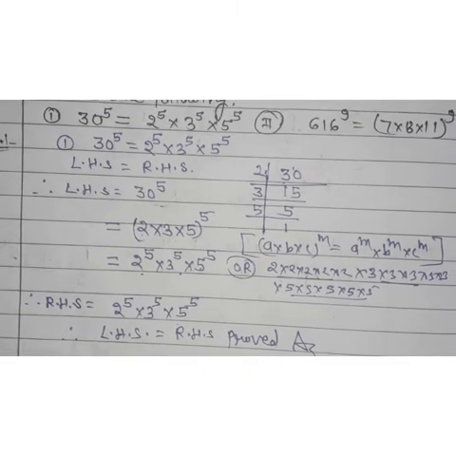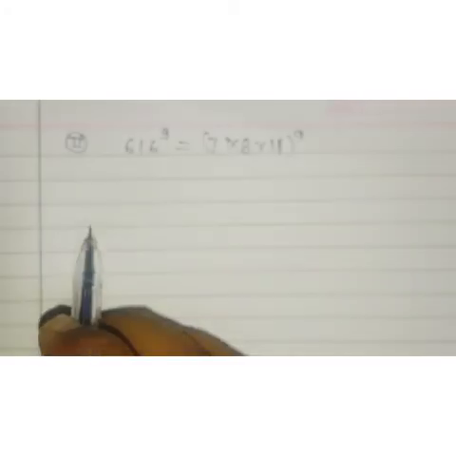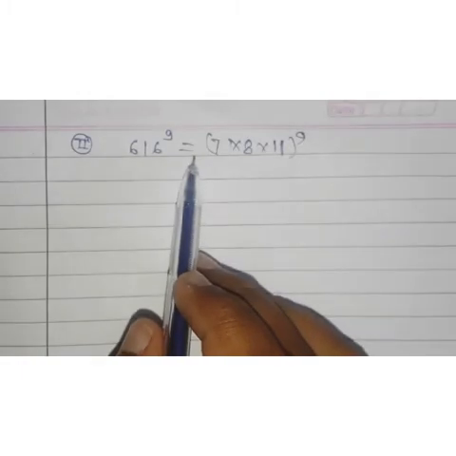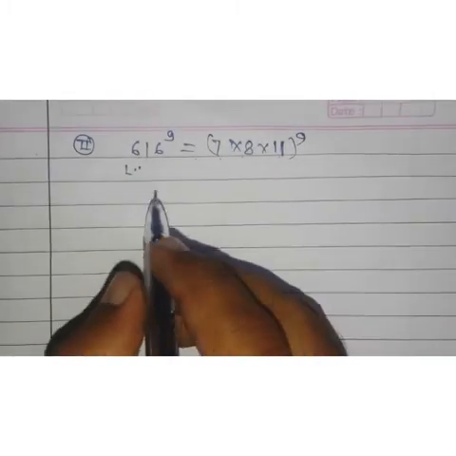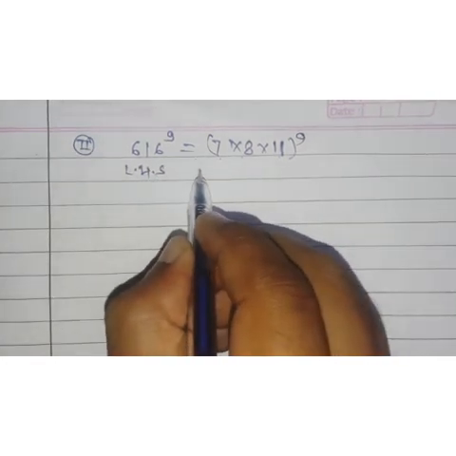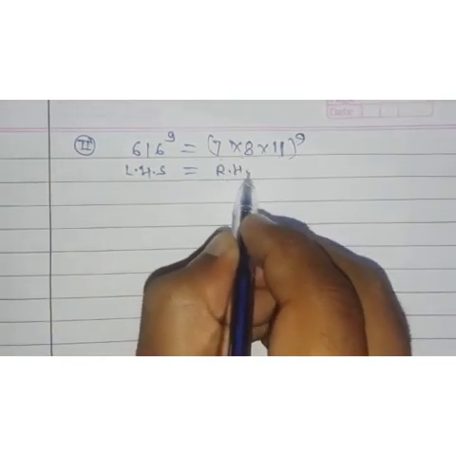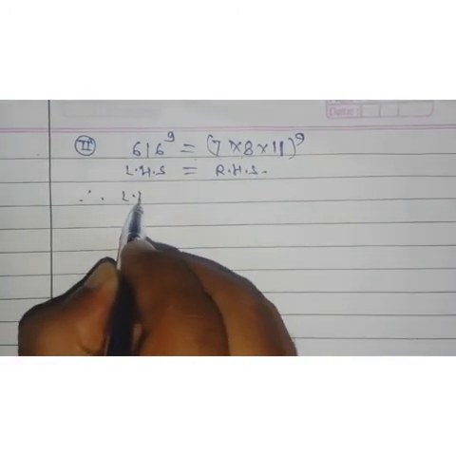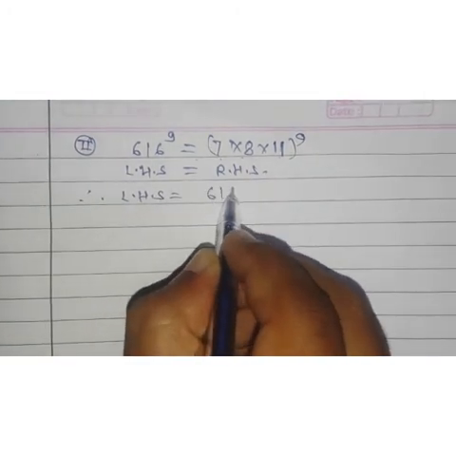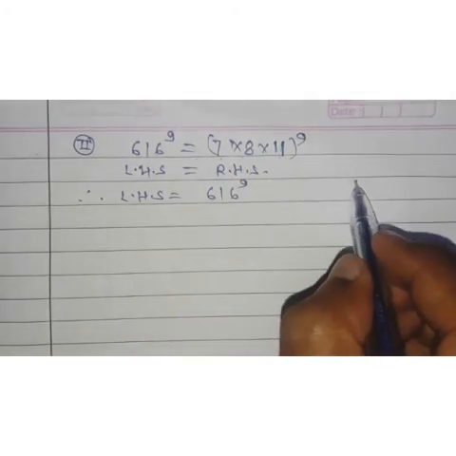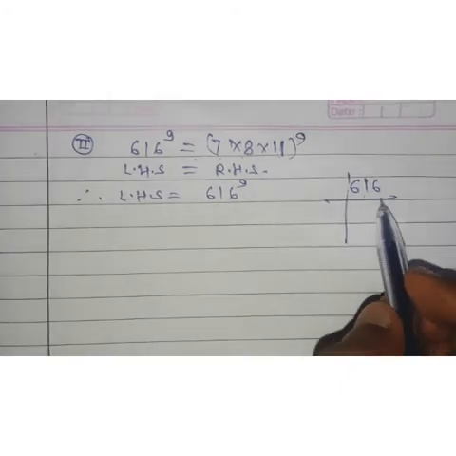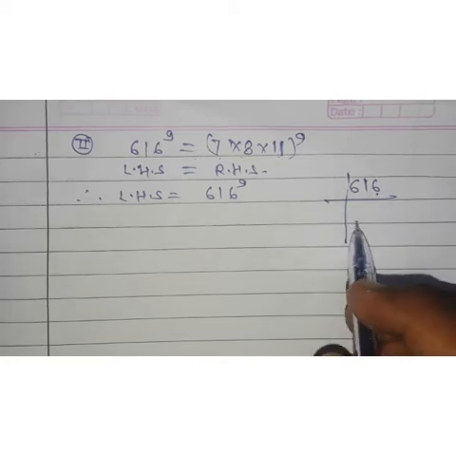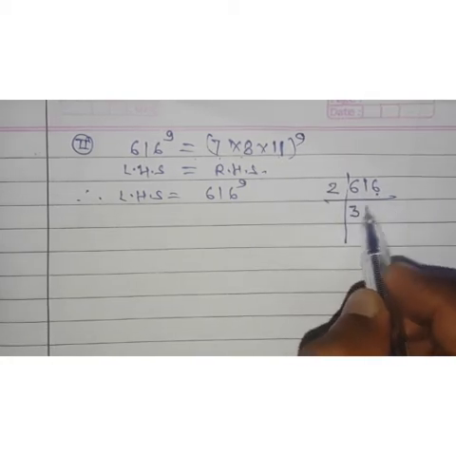understood all? Now let's see the second solution. They wrote 616 to the power 9 is equal to 7 into 8 into 11 to the power 9. This one is the left hand side, and this one is the right hand side. So we take, therefore, left hand side is equal to 616 whole power 9. Write the factors of 616. Table of 2 is possible because the unit place is 6. 2 ones are 2, 2 threes are 6.